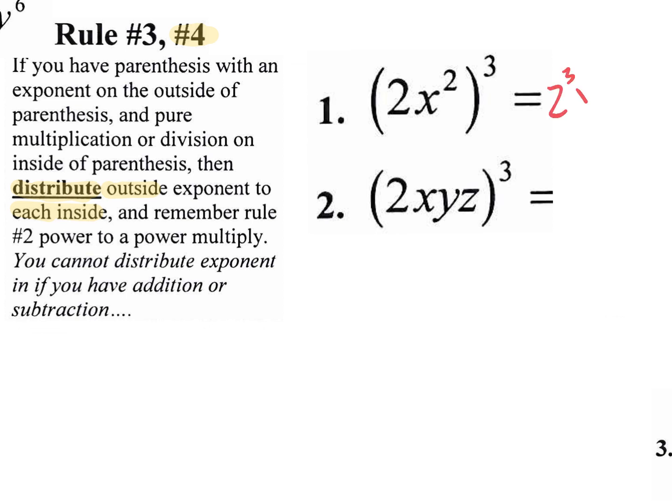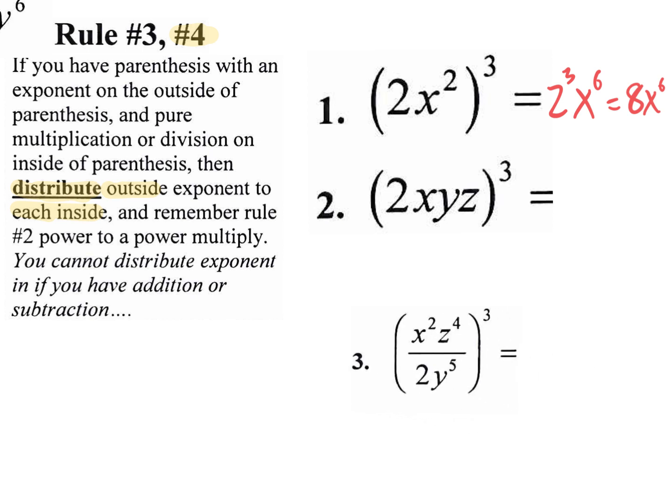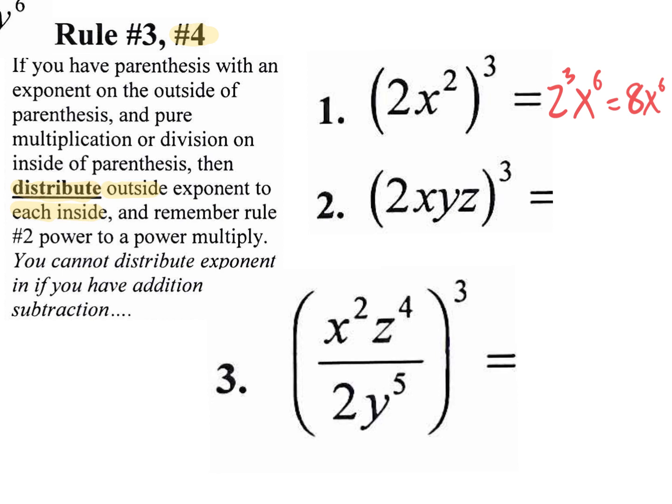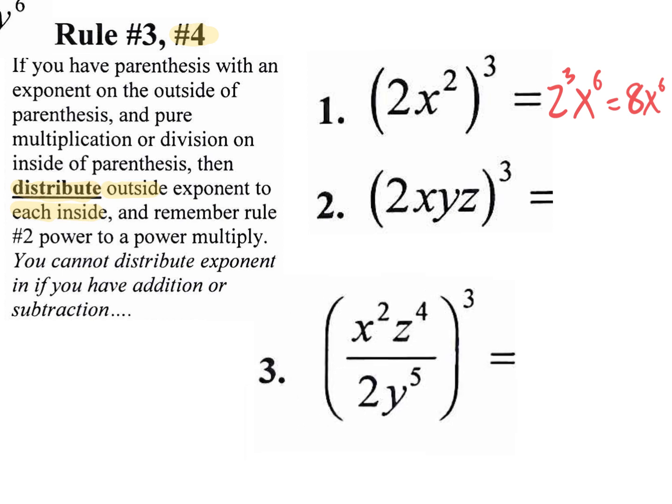Again, we did this yesterday. 2 to the third, x to the sixth. Final answer, to write the best answer, that'd be 2 times 2 times 2, which is 8, x to the sixth. Anyways, we did that yesterday. Let's jump into something that we haven't seen, something that we just did a little while ago. This is rule 4, where you're still distributing, but you have a fraction to distribute it into.